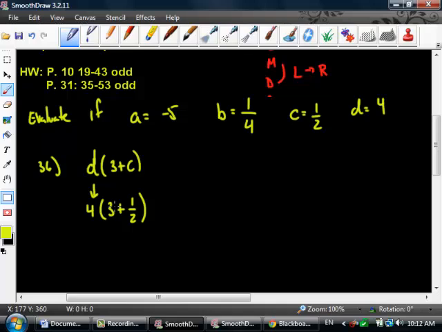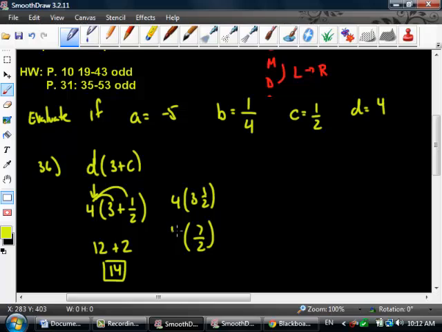Okay, I'm going to handle this one a little bit differently. I'm going to use the distributive property instead of adding these together and changing it into an improper fraction. I'm going to distribute because you'll get the same answer. 4 times 3 is 12. 4 times 1/2 is 2. My final answer is 14. If you had done it the other way and changed it into an improper fraction, you get 7 over 2 times 4, right? That's going to go away. You get a 2. 2 times 7 is 14. Either way, it doesn't matter.